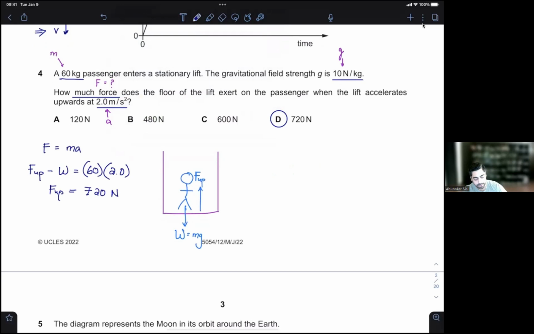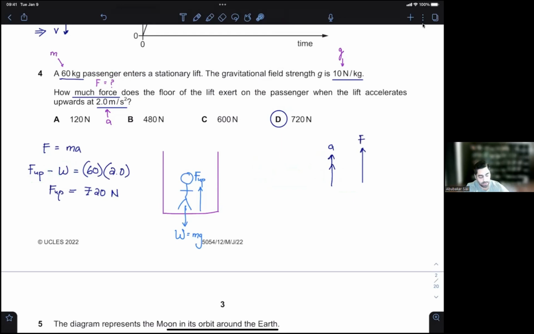Now, one thing is, why are we doing F up minus W, meaning upward force minus the weight? Why are we not doing the weight minus F up? The reason for that is that we already know that the acceleration is in the upward direction. So according to Newton's second law of motion, F is equal to ma, direction of F and direction of A are always the same. So we already know that the resultant force is in the upward direction. That's why we're subtracting the downward force from the upward force, and we'll end up with a positive number.